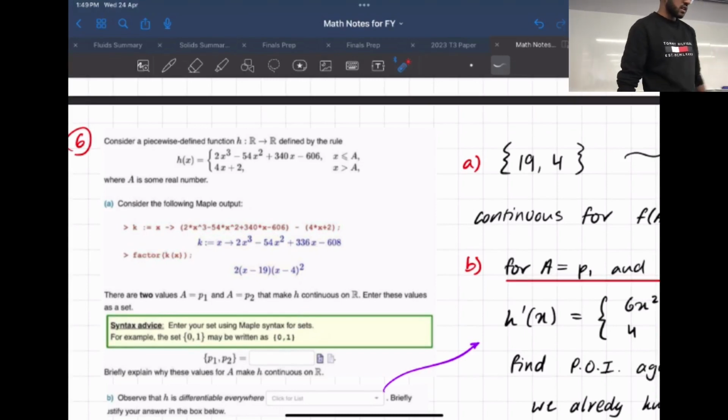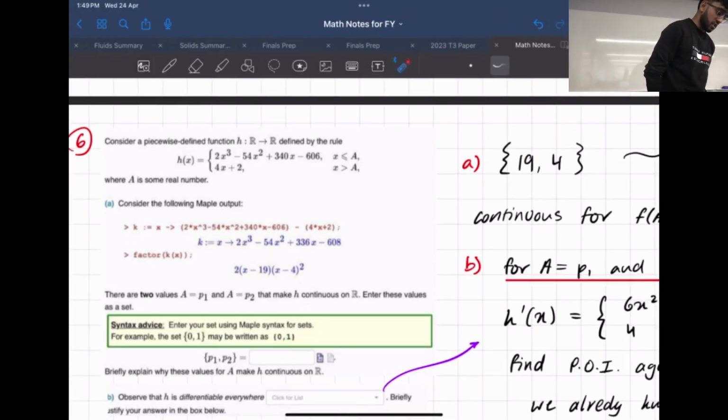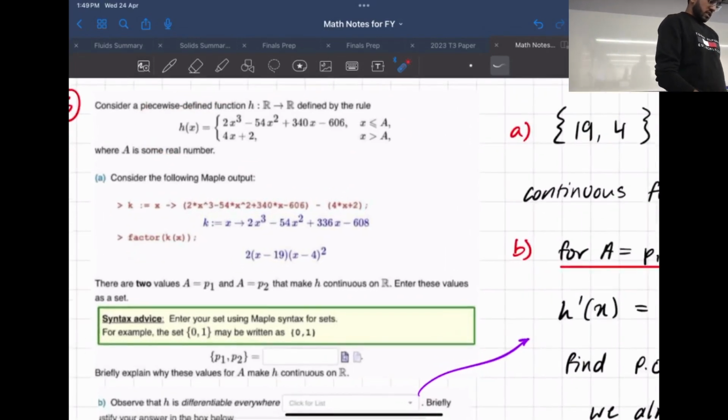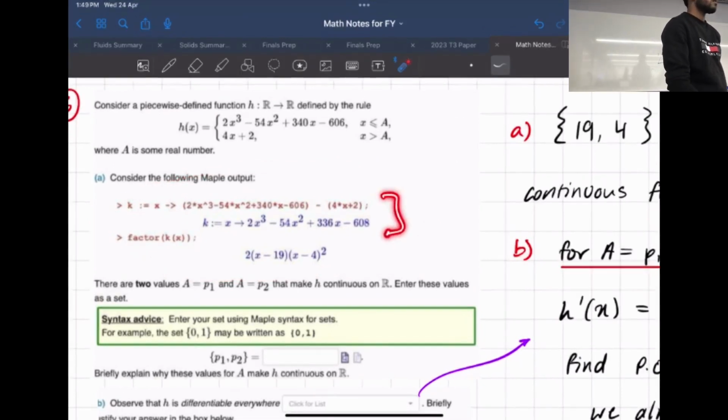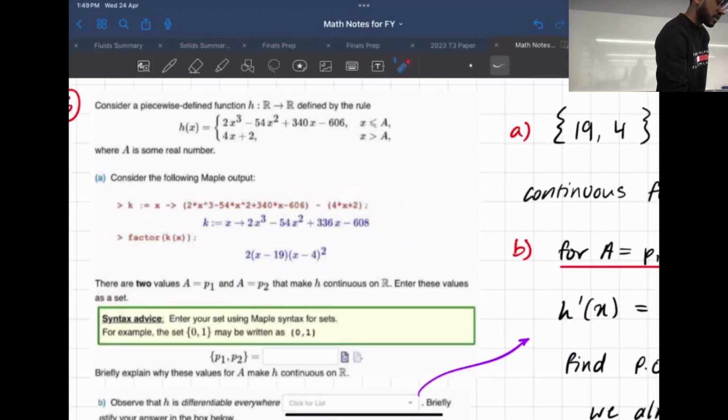Consider a piecewise defined function defined by this, where a is some real number. We don't know what a is. We're going to have to find it. Consider the Maple output. What actually happened over here? What are they doing? Why are we subtracting this function from this function?